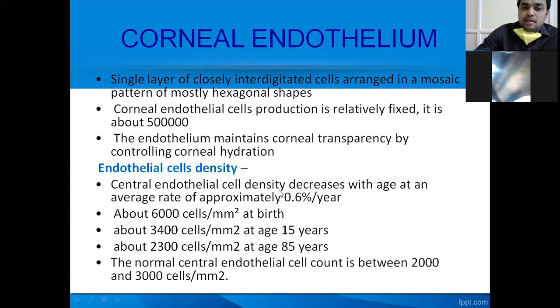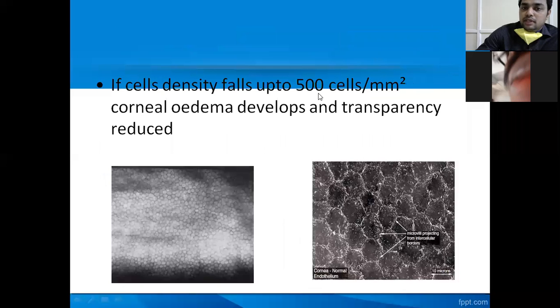So coming to the endothelial cell density, the cell density decreases with age at the approximate rate of 0.6% per year. At birth it is about 6,000 cells per millimeter square, and by 15 years the cell count decreases to 3,400 cells per millimeter square, and by 85 years, it decreases to 2,300 cells per millimeter square. The normal central endothelial cell count is 2,000 to 3,000. If the endothelial cell count falls to 500 cells per millimeter square, it leads to corneal edema and loss of transparency of the cornea.